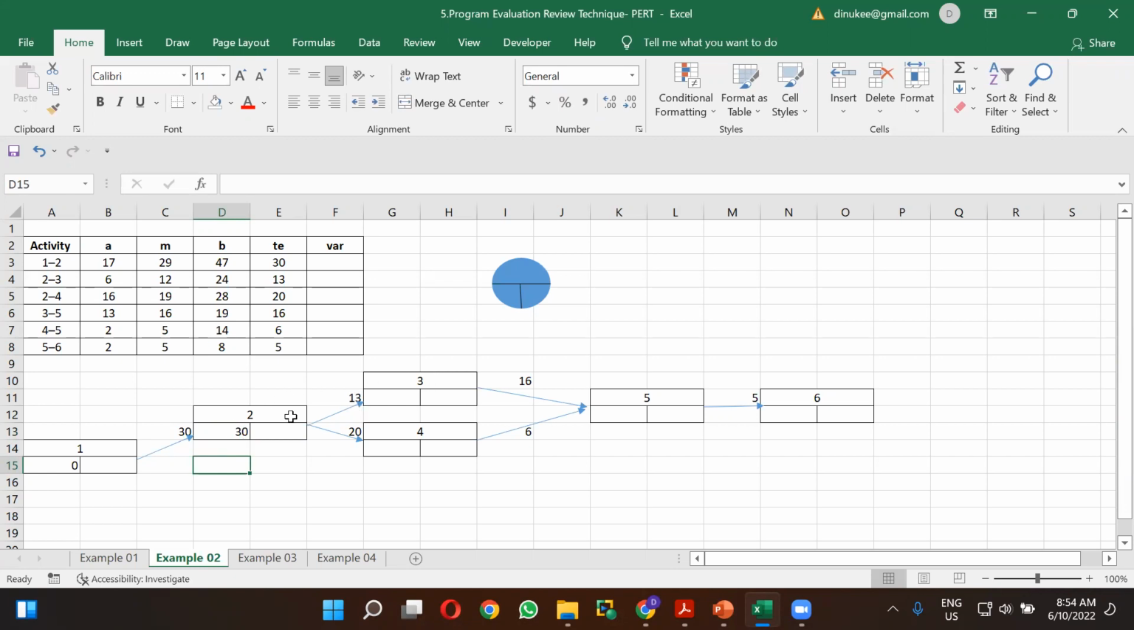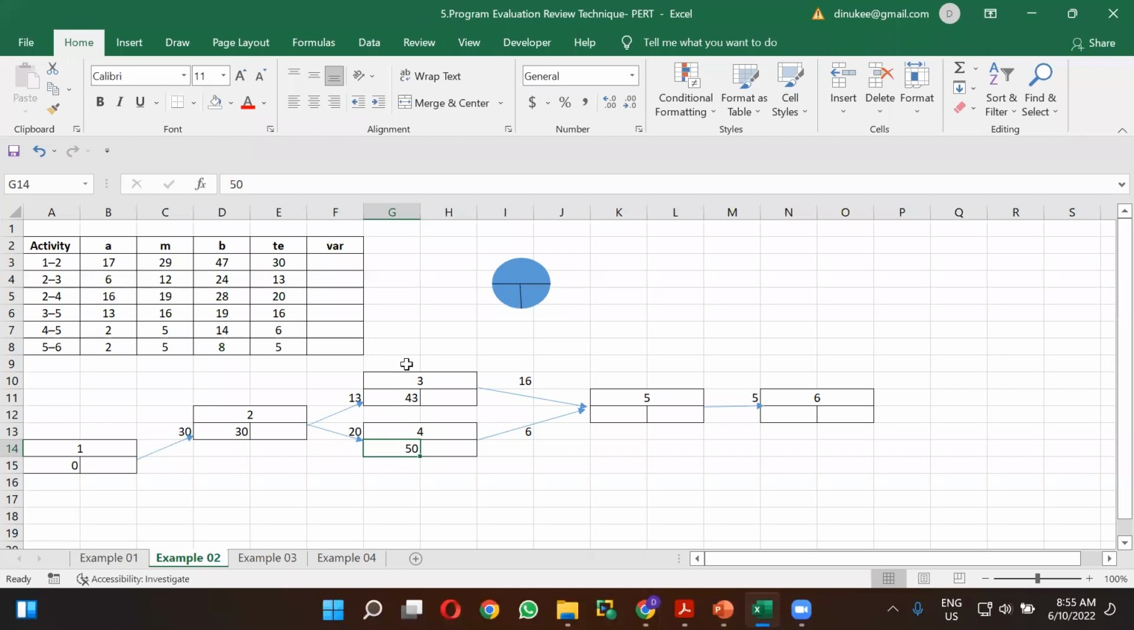When you go to the third activity, you can see it will consume 13 days. Therefore, 30 plus 13 is 43 days for the third activity. And for the fourth activity, it is 30 days from the second activity, and to that 30 you add the 20 as well. So after adding 30 and 20, it is 50.